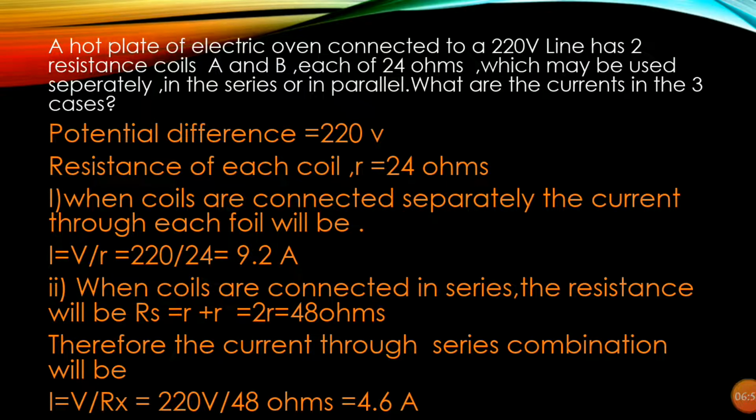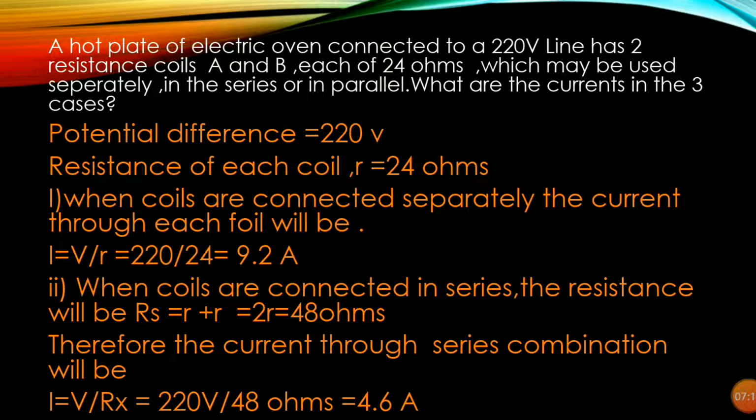Now, let's solve the question. The question given is: a hot plate of an electric oven connected to a 220 volt line has two resistance coils A and B, each of 24 ohms, which may be used separately, in series, or in parallel. What are the currents in the three cases?